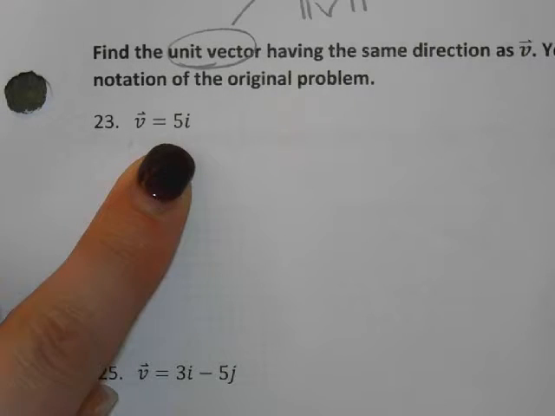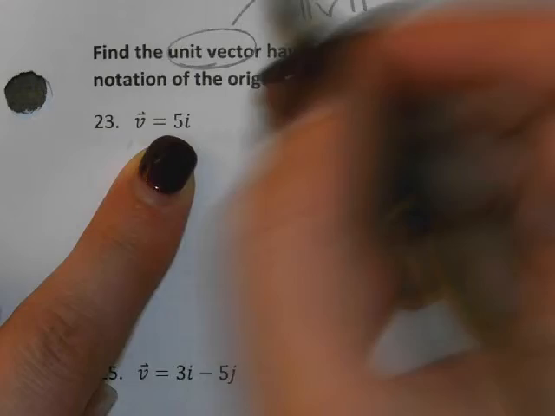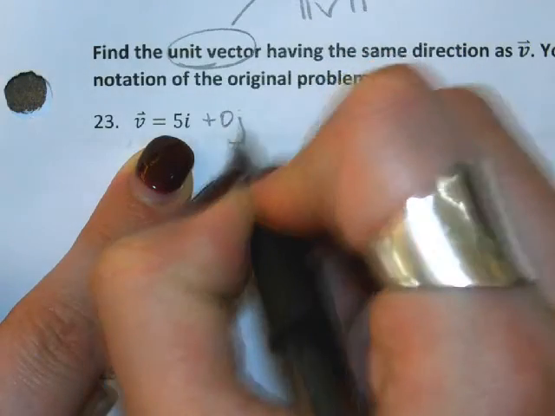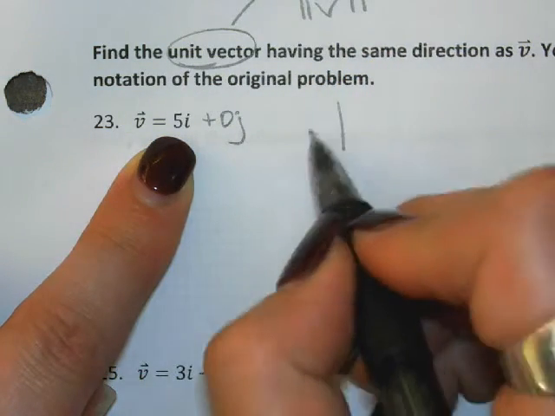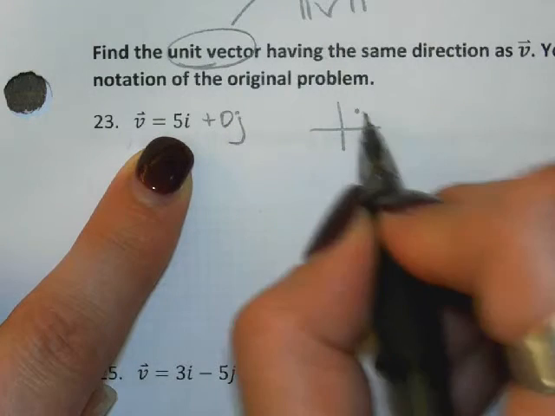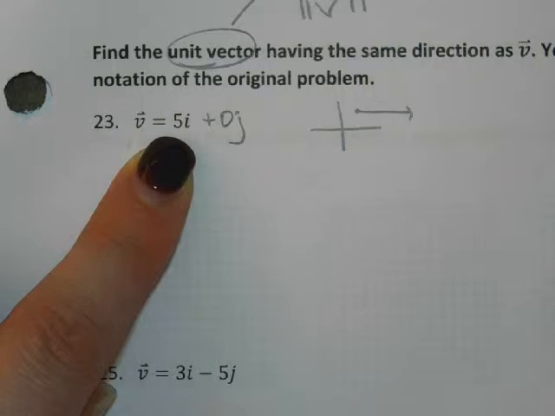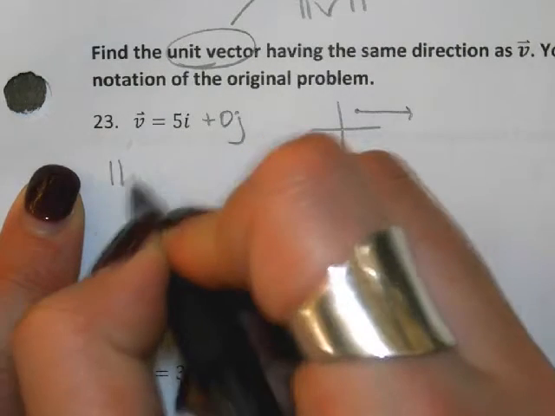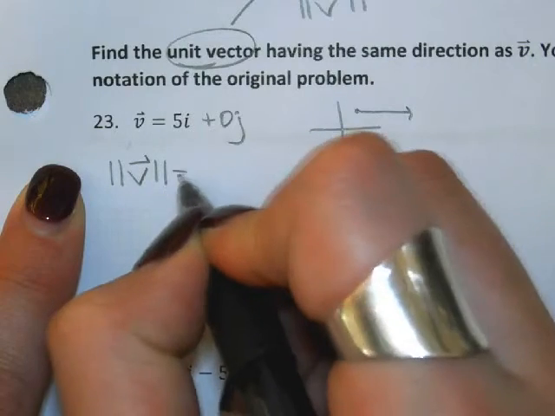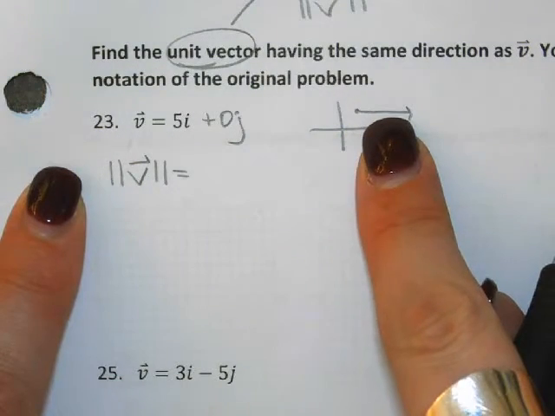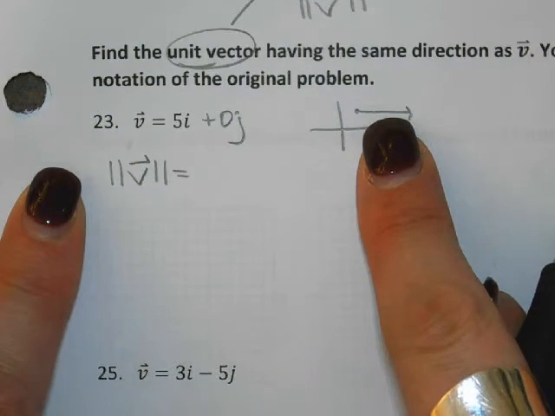So here, if we were to picture this vector right here, you can put plus 0j. This vector, if you were to graph it, it has its starting point, and then it just goes right 5, and that's all it does. It doesn't go up or down at all, it just goes right 5. Okay? So if we were to go and find the magnitude of this, you can already tell based on the drawing that the magnitude should be 5, because that's the length, and it just goes right 5.